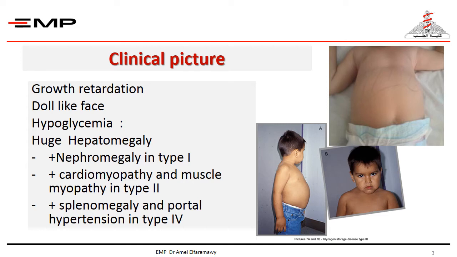According to the type of glycogen storage disease, there will be other symptoms. As in case of type 1 glycogen storage, there is nephromegaly. In type 2 glycogen storage, there is cardiomyopathy and muscle myopathy. In type 4 glycogen storage, there is splenomegaly and portal hypertension.